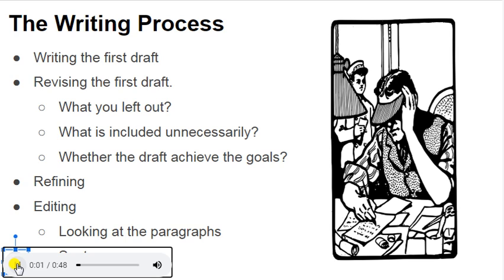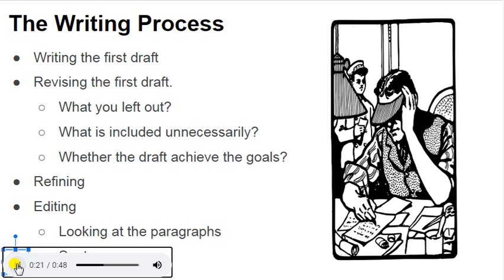So the last segment of unit 1 is the writing process. Now this process is divided into 5 parts. First will be writing the first draft. Now your first draft, as we discussed earlier, is never your final draft. You just experiment in your first draft just to see what you wish to write.